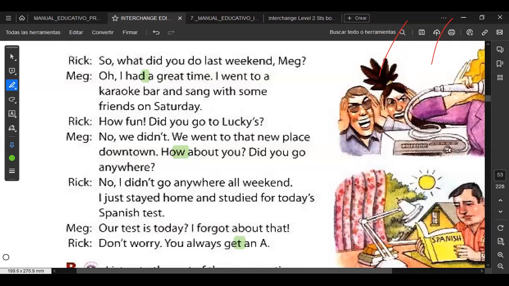Excellent. Very good. Nice pronunciation. Okay. One of you can practice with Héctor Enrique. Hello, Héctor. Héctor Enrique va a ser Rick, o sea que él va a comenzar la conversación. Una de las dos puede practicar con él, Lucía o Glenda. Okay, pues Héctor es Rick y Lucía es Meg. Okay, empieza Héctor.